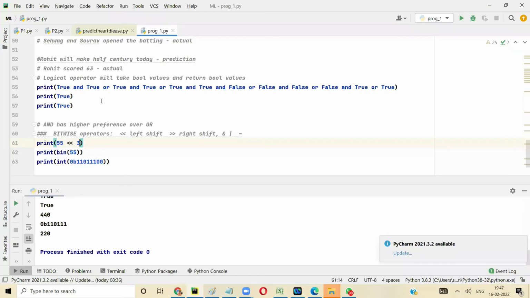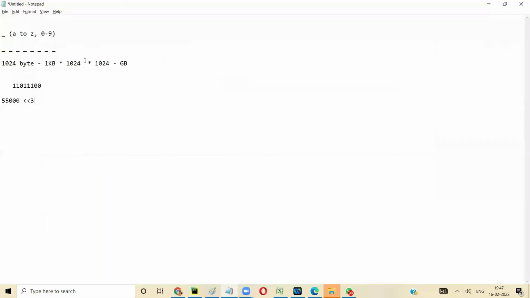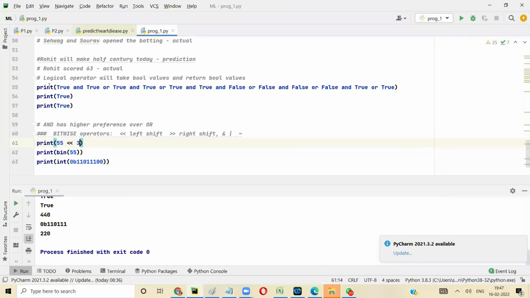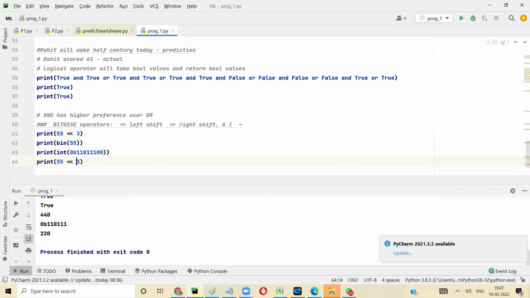Same way, right shift will work. In right shift, what is happening? When you're moving to the right, you are deleting the element, because what was the unit will drop off. So you are removing the values, and you are actually dividing by 2. If I take 55 and say right shift 1, it will become 55 by 2, which is 27.